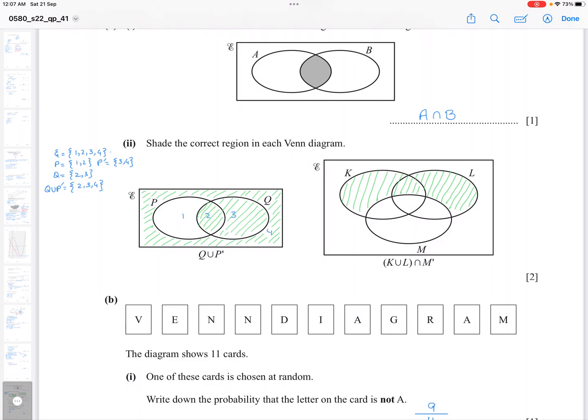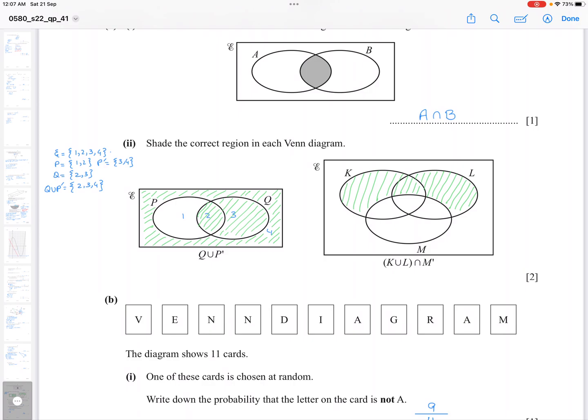Now on the left side you can see universal set. Your universal is 1, 2, 3, 4. Set P is your 1, 2 and P complement is 3, 4. So Q is your 2, 3 and Q union P complement is your 2, 3, 4. So just shade these areas 2, 3 and 4. That would be your Q union P complement.